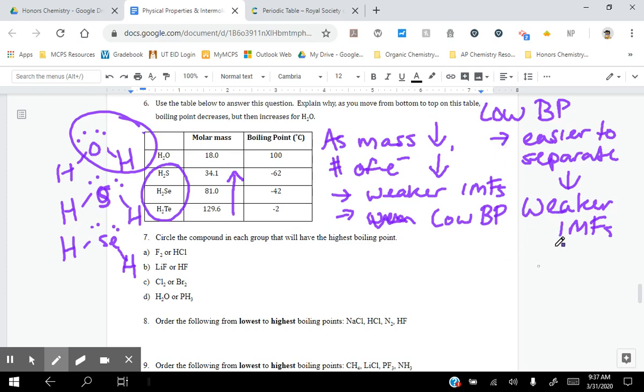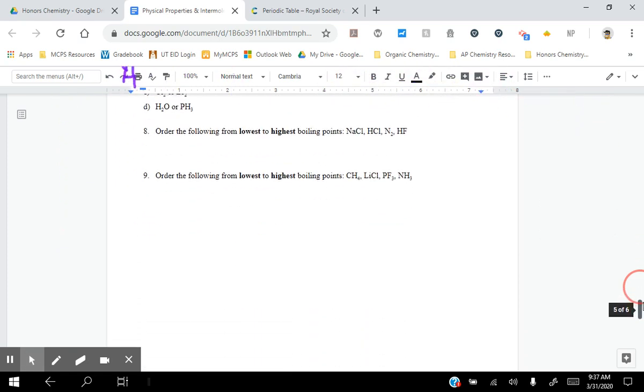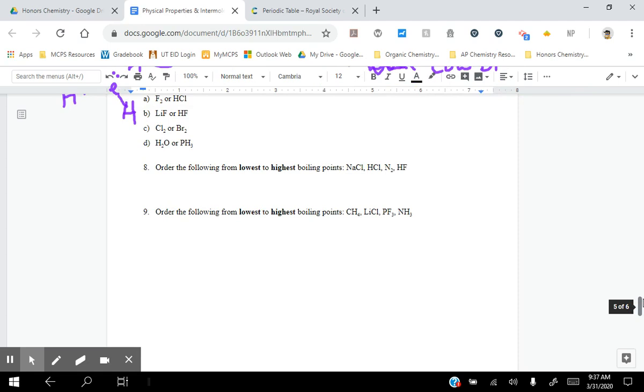The last problem type I want to look at today is actually dealing with ranking the boiling points. So if we want to rank things from lowest to highest, first thing we need to do is classify our elements. So I'm going to look at number 8 here. So we want to classify them as polar, nonpolar, or ionic. And then once we do that, it'll help us to rank them. So I know that NaCl is going to be ionic because it's got a metal and a nonmetal. HCl is going to be polar. N2 is bonded to itself, so it's nonpolar. And HF is going to be polar.